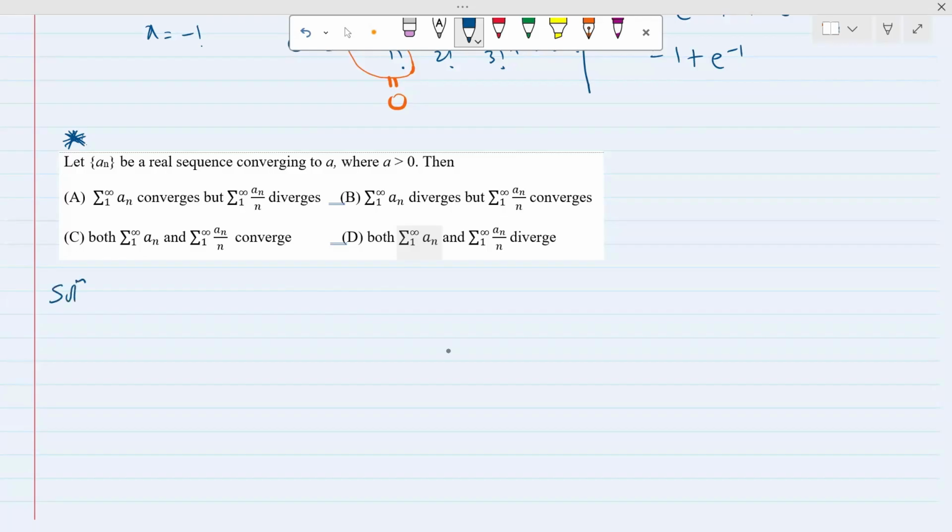Sir, is option C correct? Okay, let us check whether C is correct or not. What about the others? What is given? a_n converges to A and A is strictly greater than 0. So I can readily conclude about the series a_n.